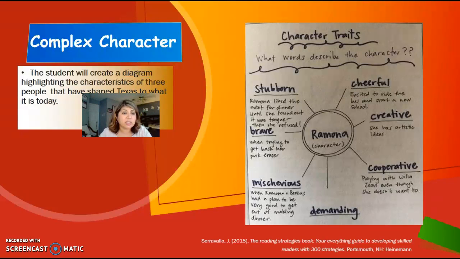What characteristics must this person have had to become what he was and how he shaped Texas? He or she shaped Texas. So this does give the students some eye-opening characteristics that they may see in themselves or in others.